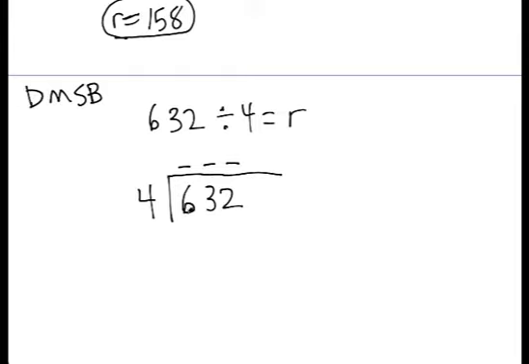So if 4 can go into the first digit here, in this case it's my hundreds place, then you're going to have a value right here. So we divide. How many times can 4 go into 6? I'm only looking at the 6.